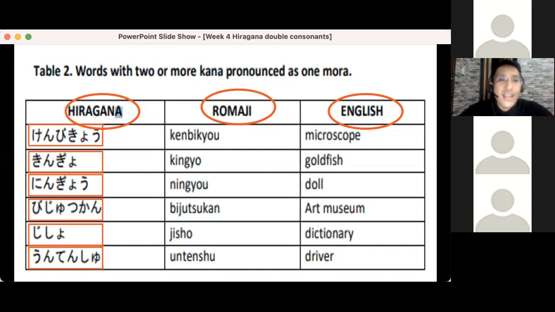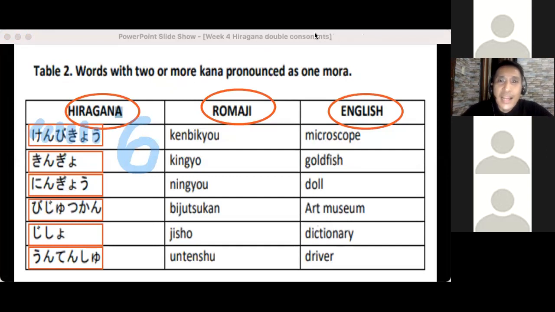So which means the word kengbikyo has a certain number of kana altogether. Ke, bi, ki, yo, u. So it has 6, no? 6 kana. So there are 6 kana. Wait a moment. Let's try counting it so we are sure. This is 1 kana. 1, 2, 3, 4, 5, 6. So how many kana? We have 6 kana.